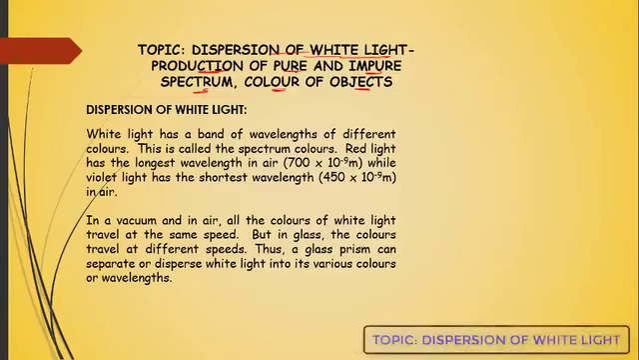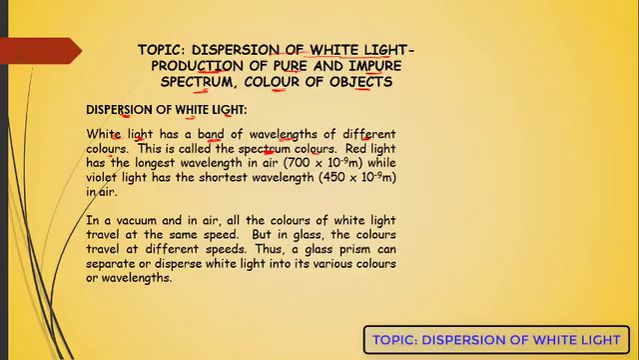Welcome back. Well, at this point, let's talk about what we mean when we say dispersion of white light. You see, light is a very special and beautiful thing. We have different colors of light, but it might interest you to know that these things are called spectrum colors. They all emanate from one color, which is white, because white has a band of wavelengths of different colors. These colors, like I said earlier, are called spectrum colors.